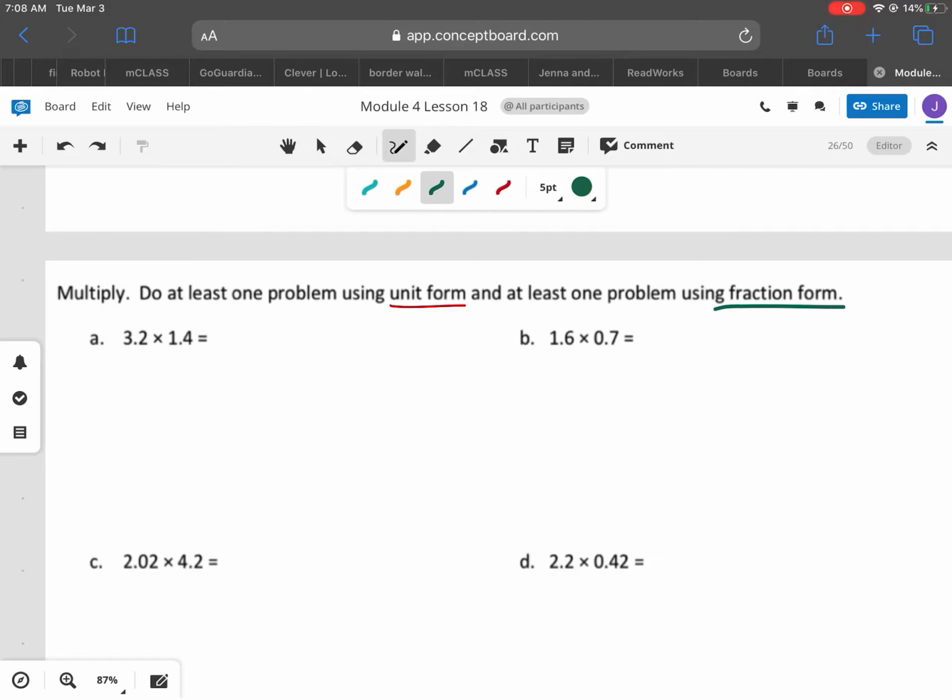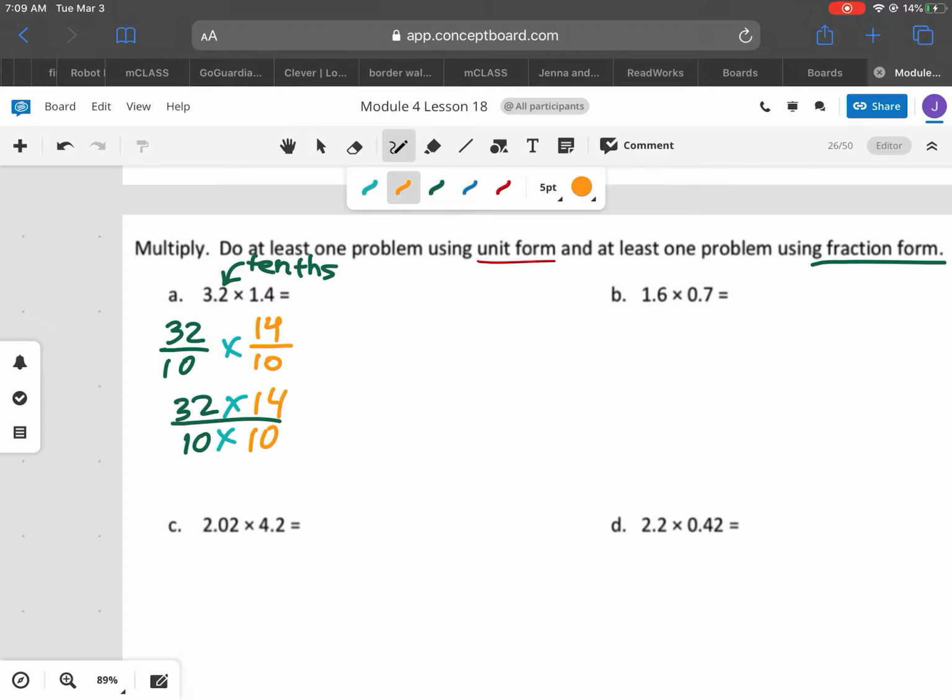So what we do here is we turn this into 32 tenths. How do I know tenths? Because this is in the tenths. Last digit is in the tenths. Okay, and we also have the last digit of this one in the tenths. Okay, we're going to multiply these. Alright, so now we have 32 tenths times 14 tenths. Alright, so here we do the same thing as we did before.